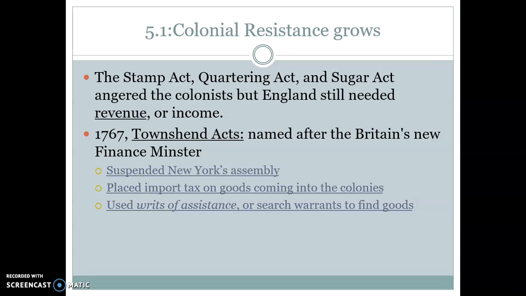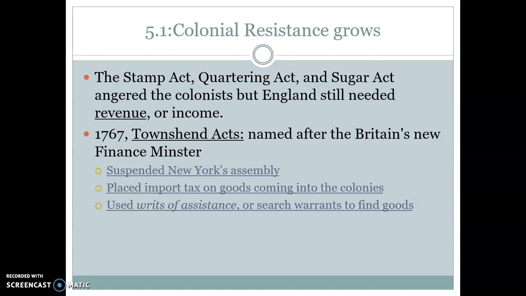One, it suspended New York's assembly. Two, it placed import taxes on goods coming into the colonies. And three, it used this idea known as writs of assistance, or search warrants, to find and seize goods that taxes were not paid on.